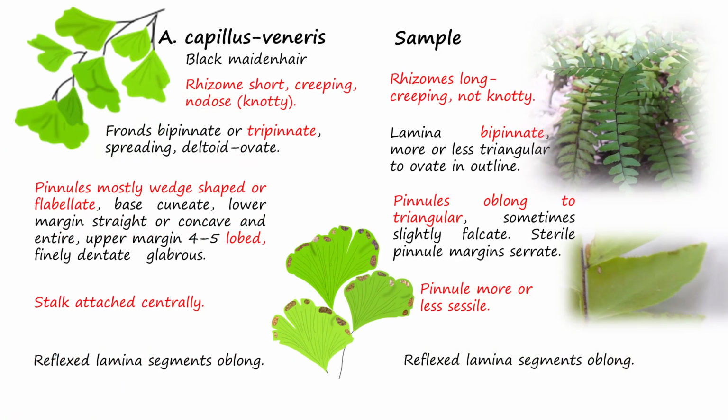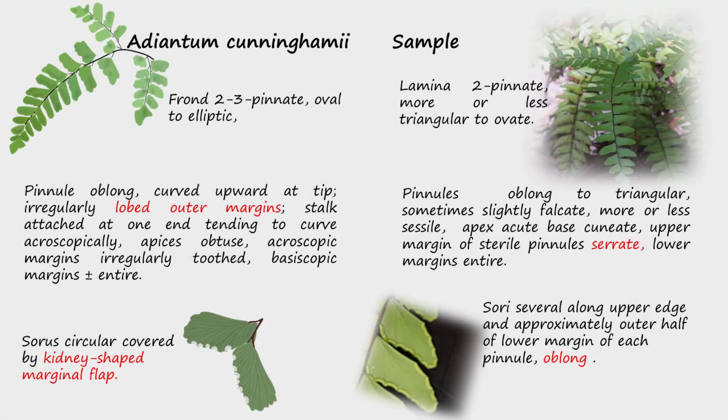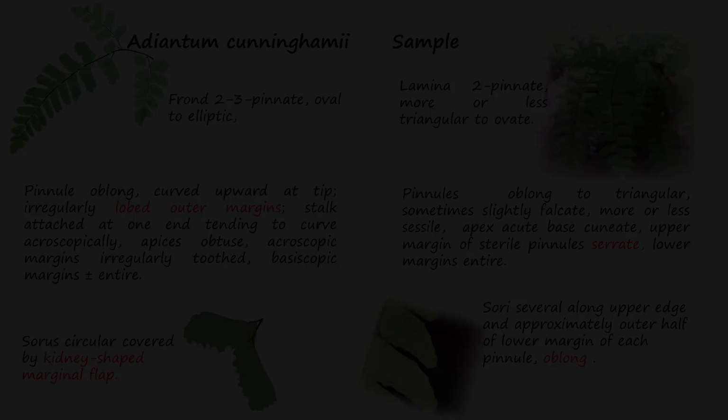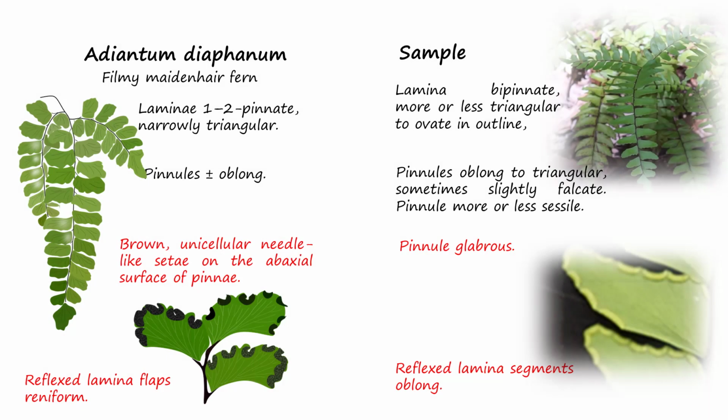Excluding Adiantum capillus-veneris as the species of the unidentified fern is its pinnules mostly wedge-shaped or flabellate, base cuneate, upper margin 4 to 5 lobed and stalked. Adiantum cunninghamii in turn could be eliminated as the species of the fern to be ascertained, as it has pinnules' outer margins irregularly lobed and a kidney-shaped sori flap covering the sorus, whereas in the fern to be identified, sterile pinnule margins are toothed and the sori flaps are oblong. The characteristics of Adiantum diaphanum, which eliminated it as the species of the fern to be identified, was the long stalk attached to the pinnule, setae on the abaxial axis of the pinnule, and reniform reflex laminar flaps. The pinnules on the unidentified fern were more or less sessile, pinnules glabrous, and reflex laminar flaps oblong.